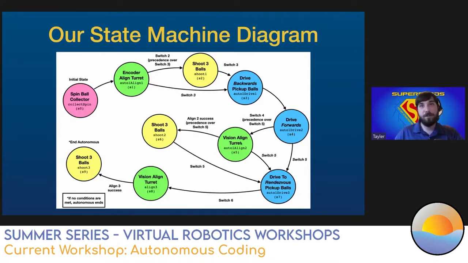vision aligned turret. And then if we have switch 5, we're going to drive to the rendezvous zone and pick up balls. And again, switch 4 is going to take precedence over switch 5 in the case if they're both switched on. From the vision aligned turret, this one's a little bit different.